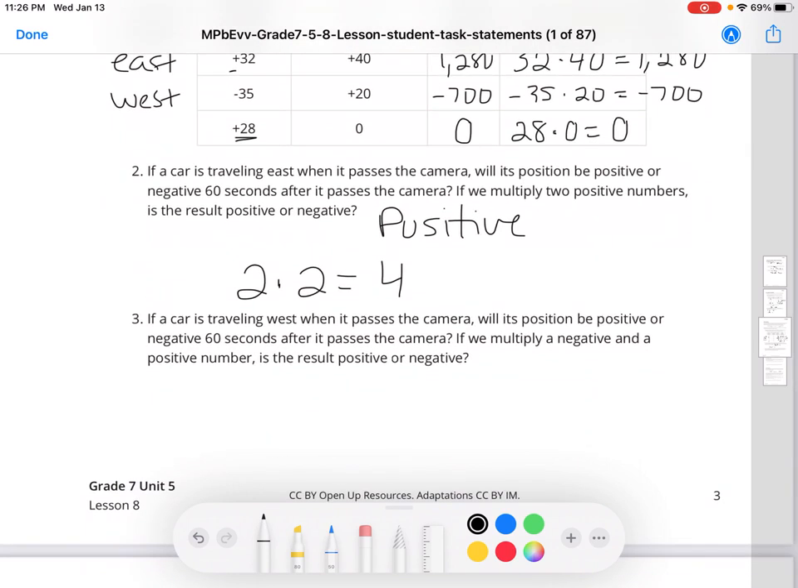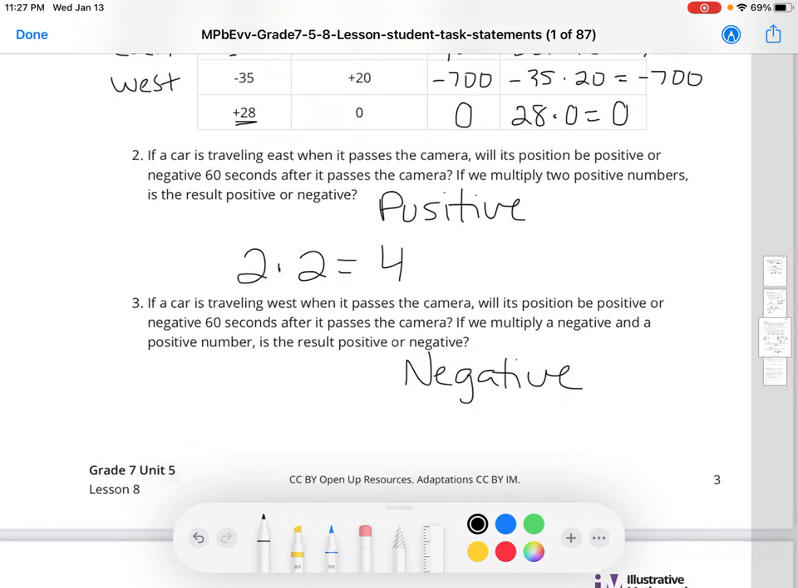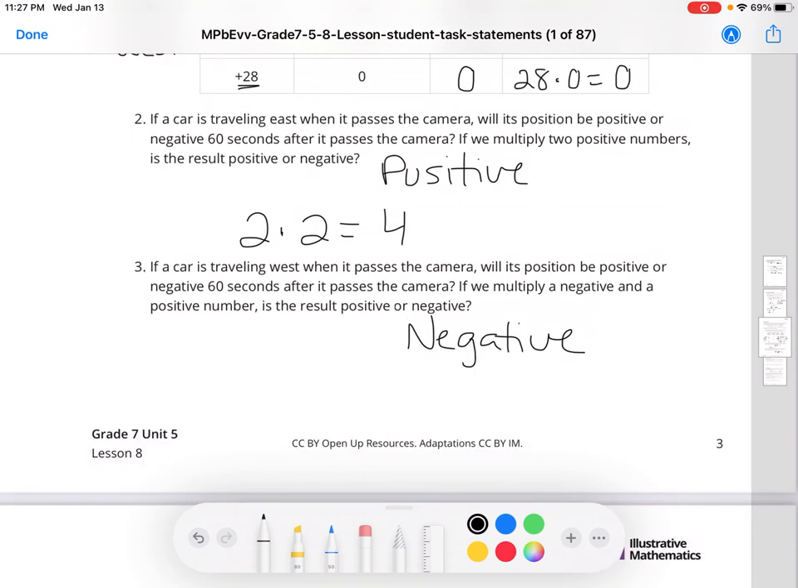Number 3, if a car is traveling west when it passes the camera, will its position be positive or negative 60 seconds after it passes the camera? It will be at a negative position because it's traveling west. So it says if we multiply a negative and a positive number, is the result positive or negative? So if I had negative 2 times 2, well, 2 times 2 is 4. I know that. But if I'm traveling in a negative direction, then I'm going to be negative.